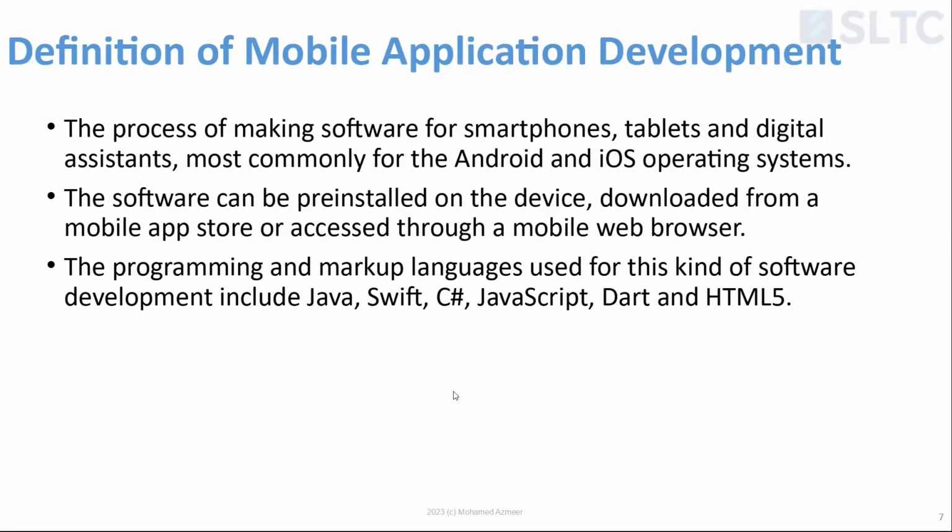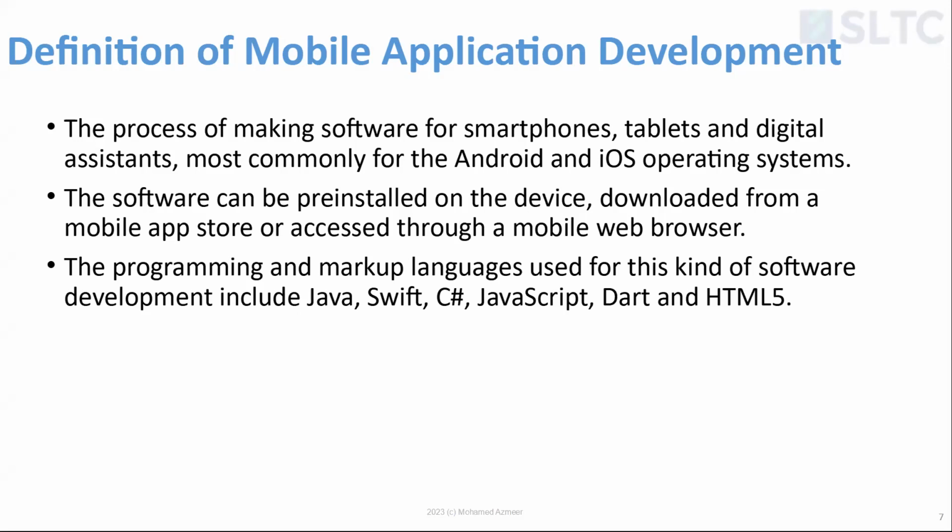Right. Now let's look at the definition of mobile application development. What do you mean by mobile application development? Right? It is the process of making software for smartphones, tablets, digital assistants. Even now there are smart watches also, right? So it all comes under the same thing. Most commonly for the Android and iOS operating systems, because unless you go into IoT, there are no other platforms that we are interested in right now.